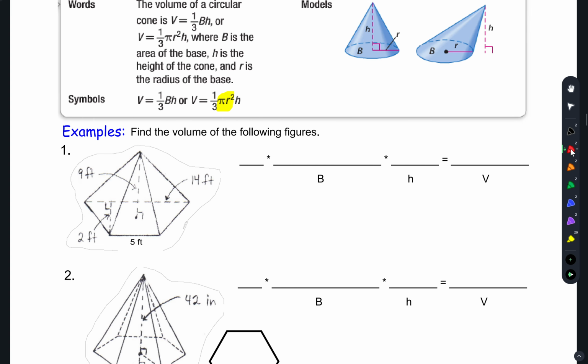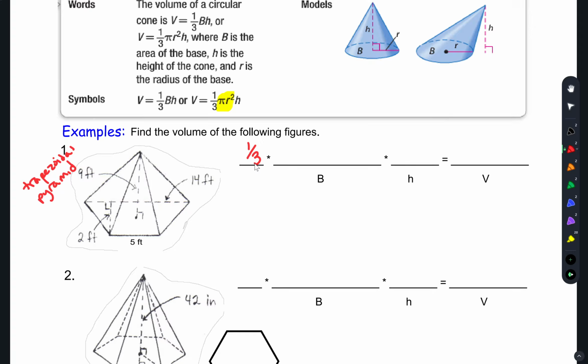What kind of shape am I looking at here? What kind of shape is that? You've got to look at the shape of the base. What shape is the base? Dahlia? This is a trapezoidal pyramid. So the first thing that goes into my formula every single time, that I'm never going to forget, because that would be so silly if I did, is the 1/3.